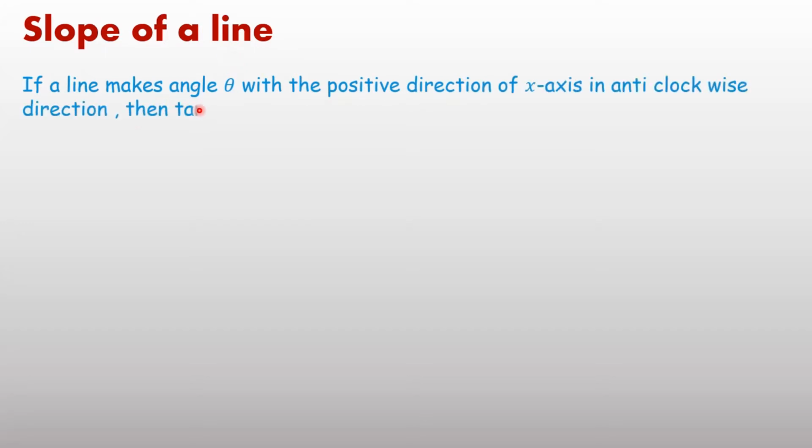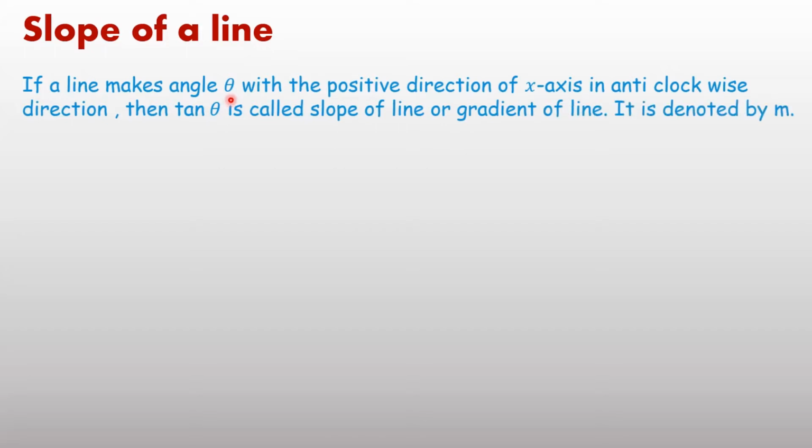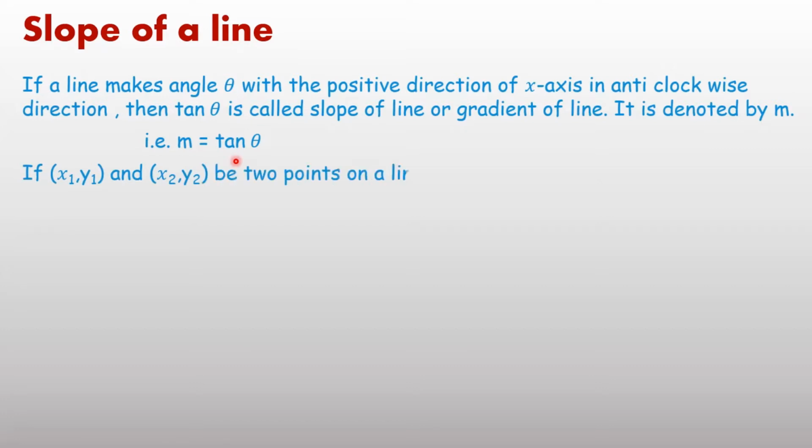If the angle between a line and the x-axis, measured in anti-clockwise direction, is theta, then we can write the slope of the line as tan theta. Or in other form, if 2 points on a line are given, then the slope of the line we can write as y2 minus y1 upon x2 minus x1.